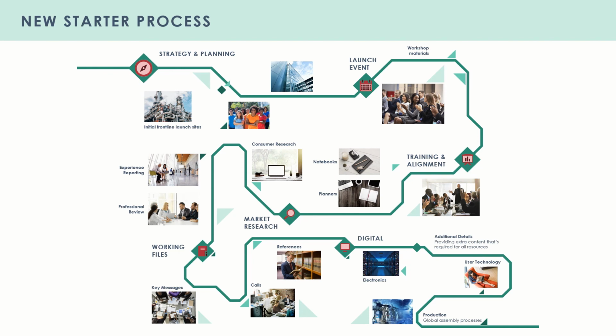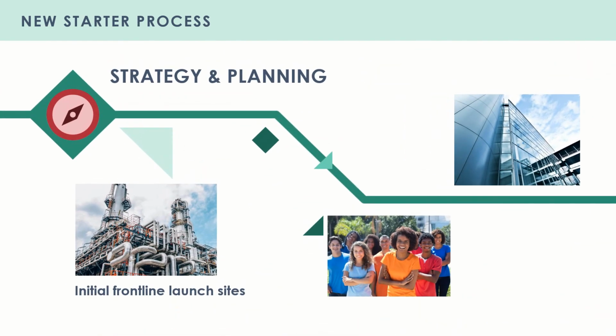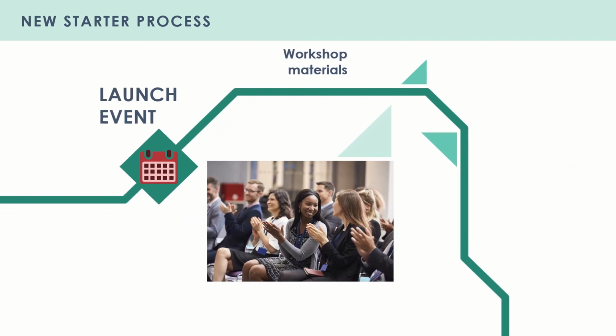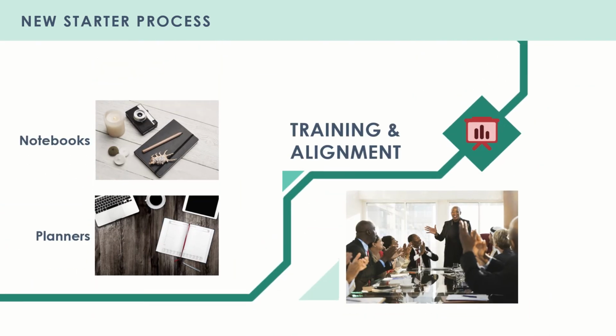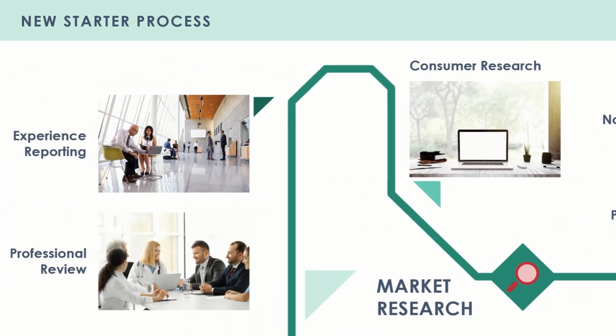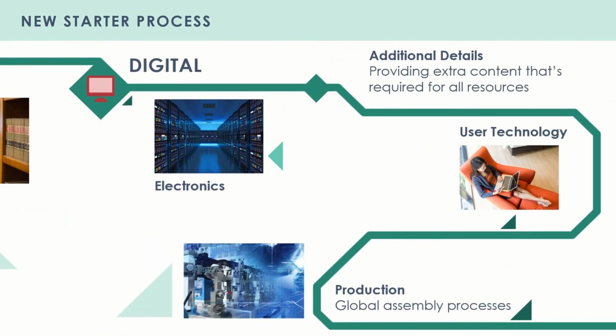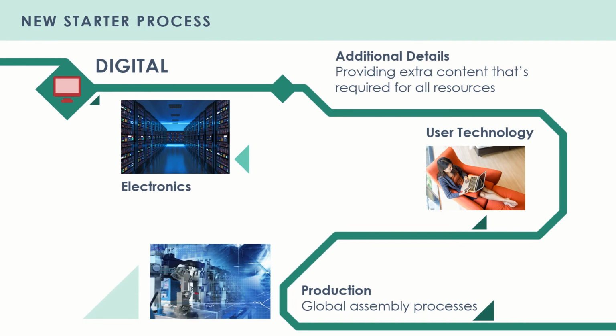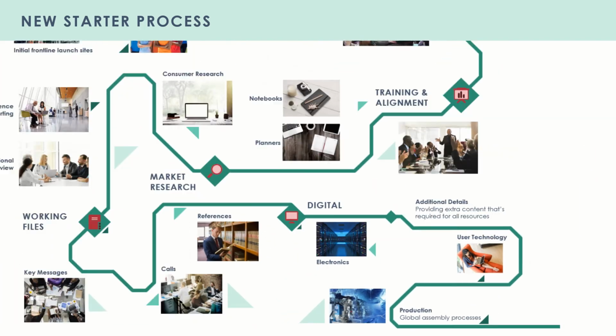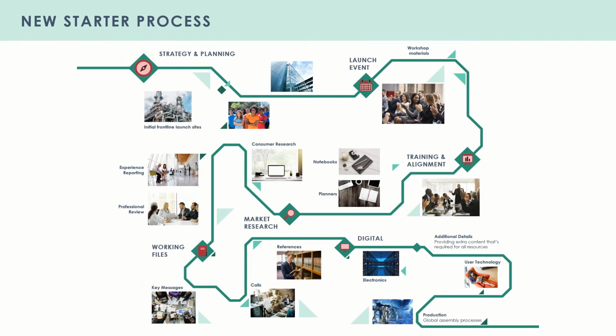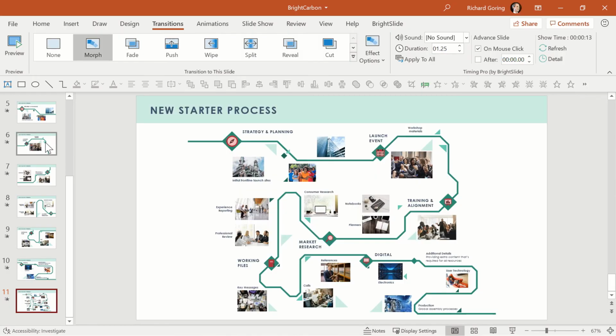And so instead, you can bring up the entire thing and then use the morph transition to say, here's our overall process, but now I want to take you through the strategy and planning. Then we'll move across to the launch event, down to the training and alignment, and so on and so forth, moving around all the various elements of the diagram, explaining the detail, bringing in content as appropriate, and then finally at the end, you can pull back and say, and so this is the overall process, and I'll share that with you as a summary later on. This is all just done using Morph.